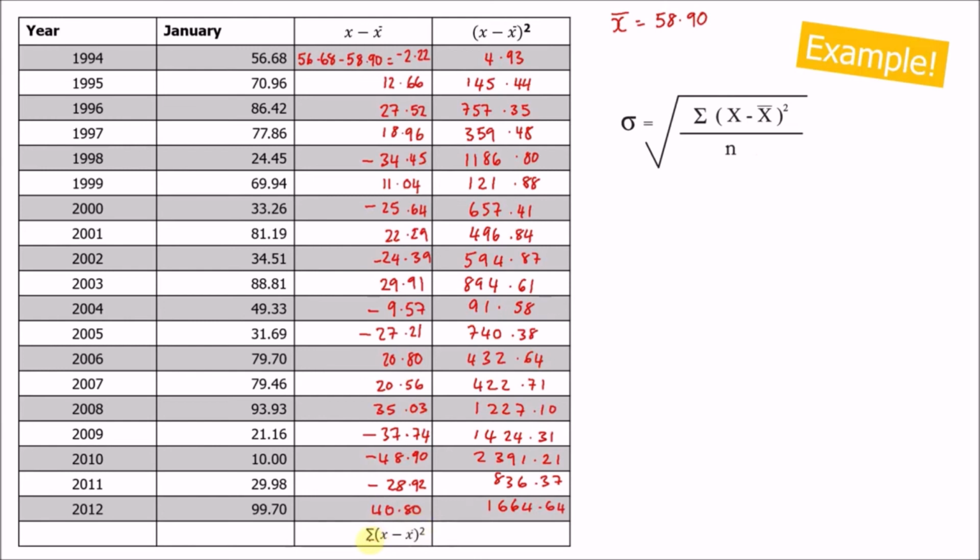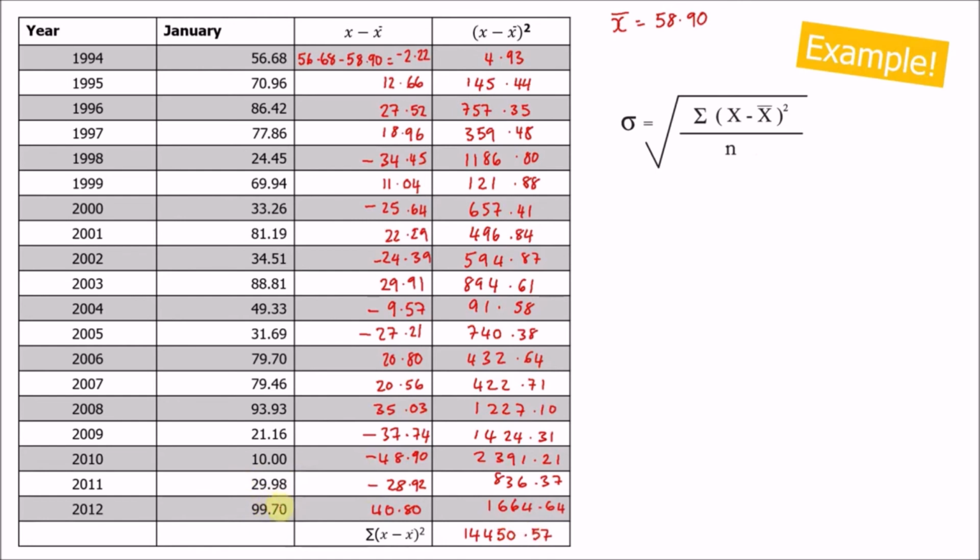This symbol is known as sigma, a Greek symbol, which means the sum of. So in this case, we're looking to sum all of that column, x minus x bar squared. So we can add all of those numbers up and we get a value of 14,450.57.